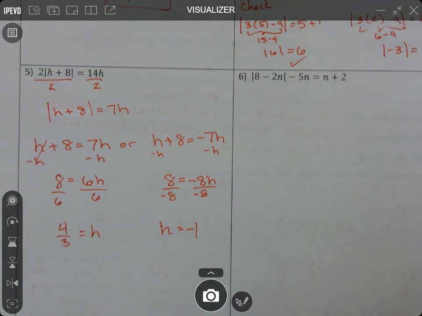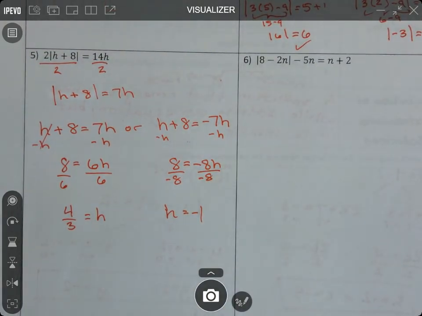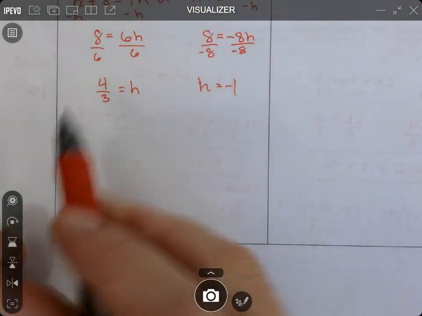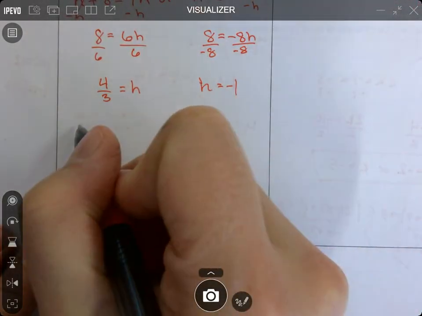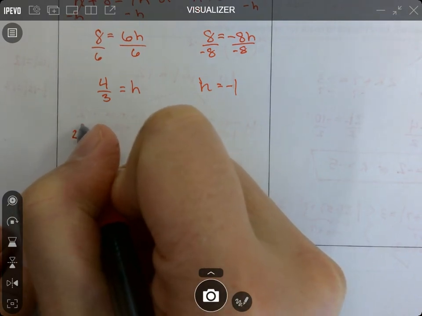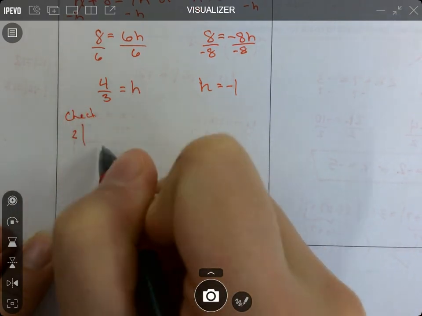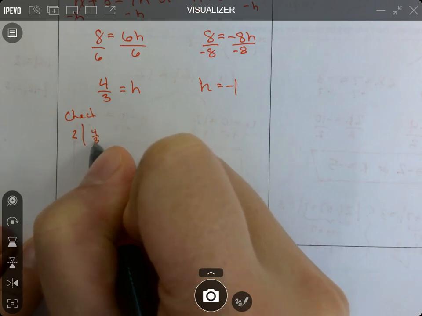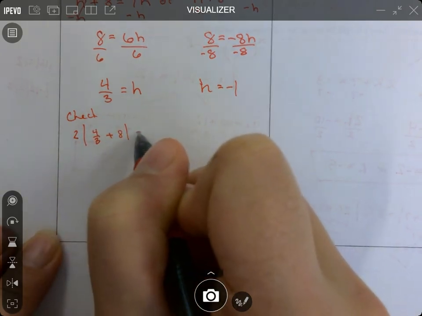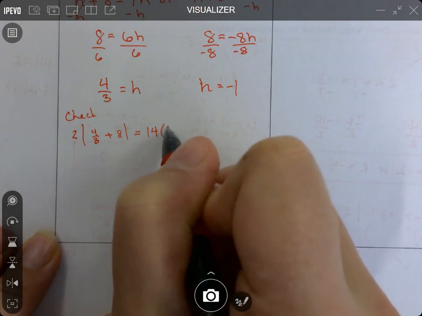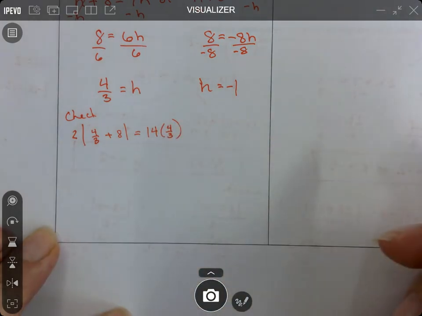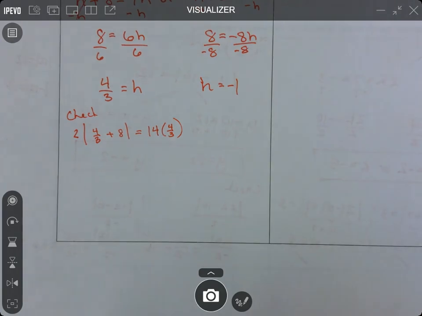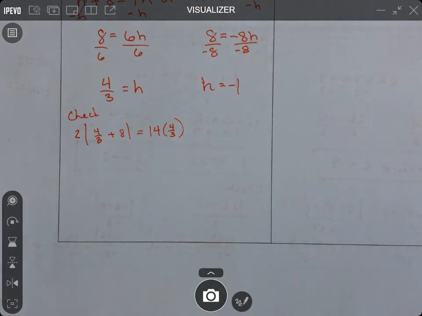Okay, I'll give you a minute to go ahead and check your answers. Let's talk about it. All right, when I go to try the 4/3, you want to use a calculator, that's fine. You want to check it in the originals. And so I would put in 4/3 plus 8, and then see if that equals 14 times 4/3. It's not real pretty. I would probably show this by hand, but I'm just going to throw it in the calculator. 4/3 plus 8 ends up being 28/3.